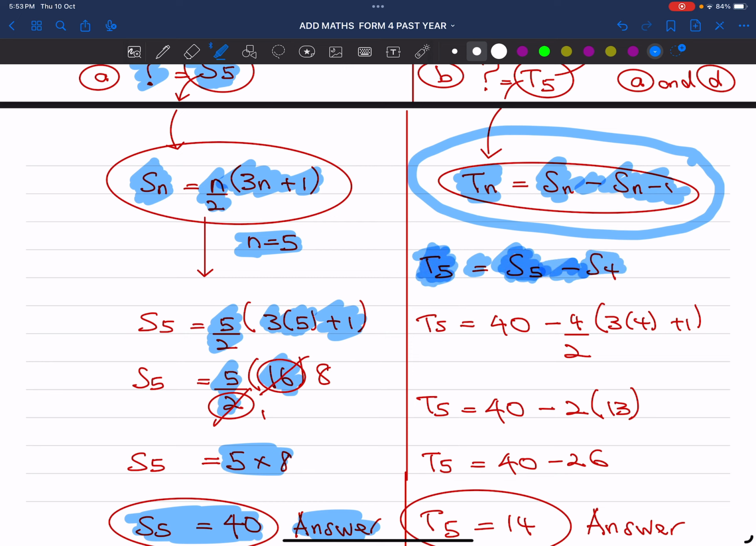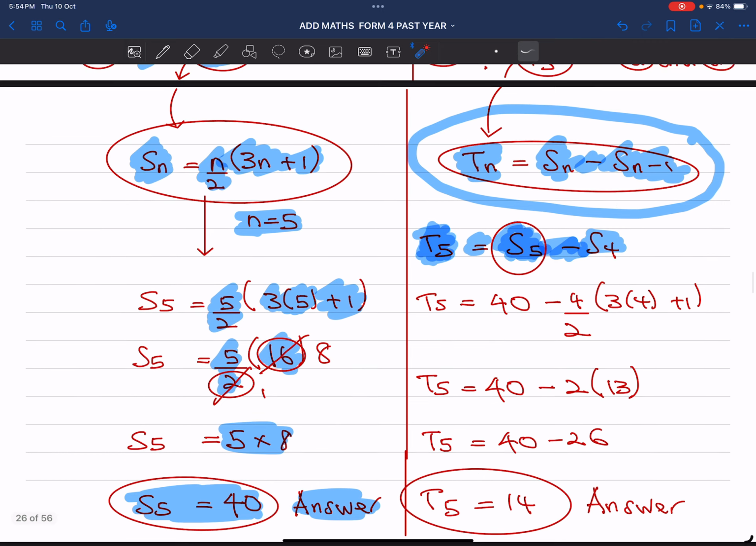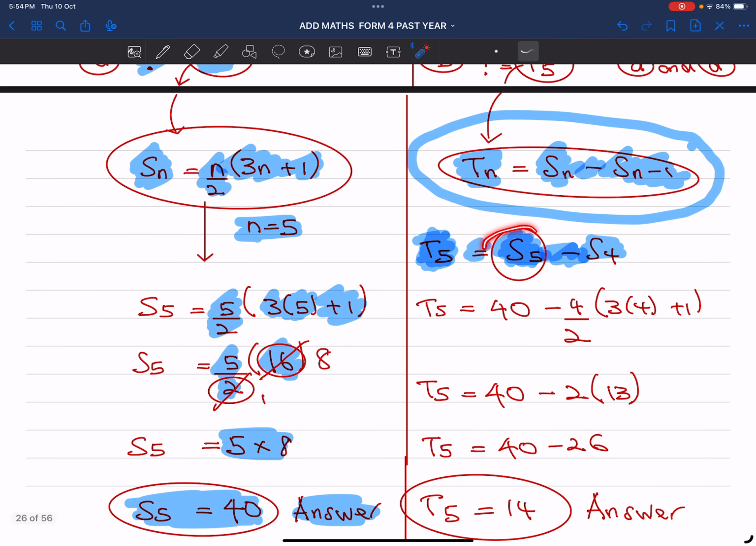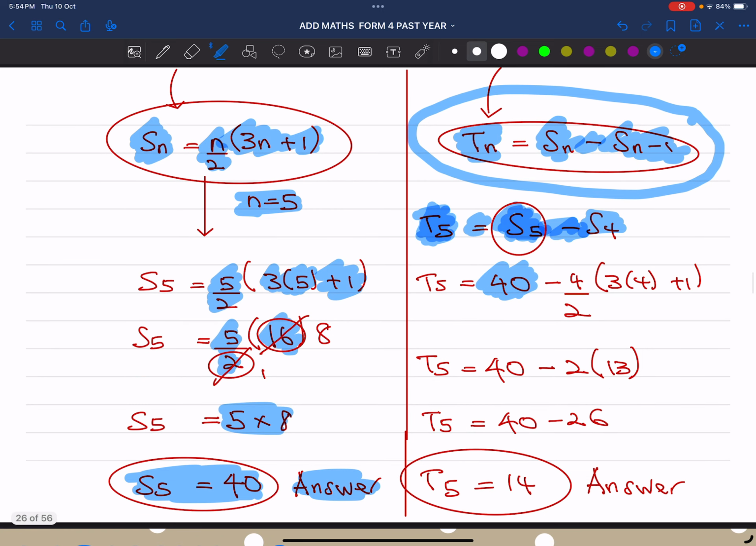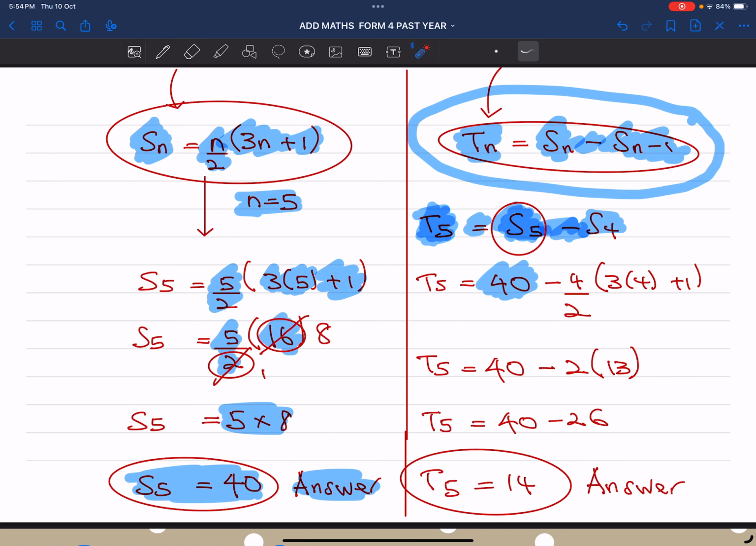And this S5 we already have, which is over here. The S5 is 40, so I have replaced the S5 with 40. Now we have to find S4. Again, for S4, I'm using the formula Sn which is given, but now the n must be 4.